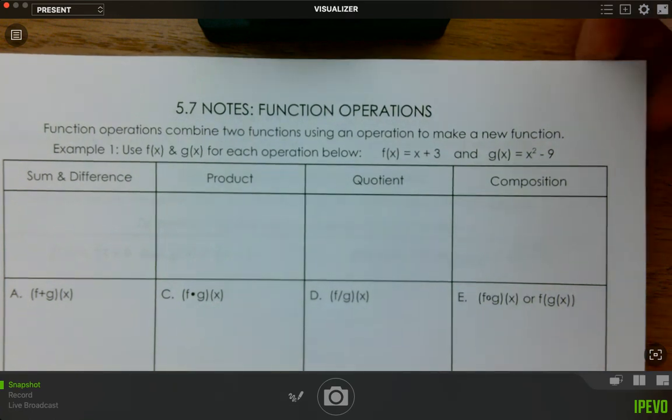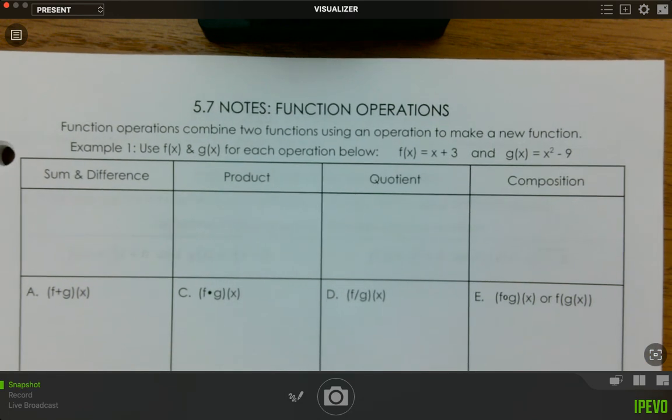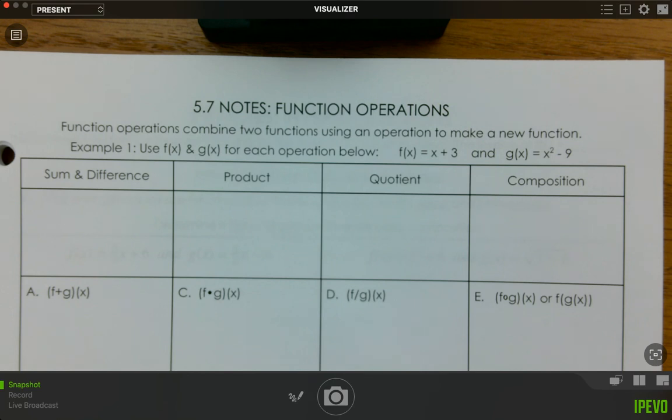Welcome to the 5.7 notes, function operations. I think this will be probably one of your favorite sections we've done recently. It's a little bit more straightforward.